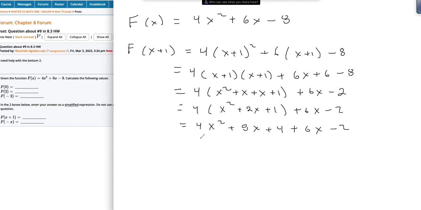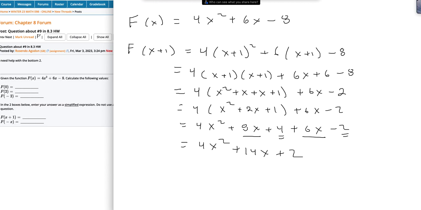Almost there. And so then we just need to collect our like terms. 4x squared. We have a plus 8x and plus 6x, so let's go plus 14x. And then plus 4 minus 2, so 4 minus 2 would be plus 2. So that is that one. And mercifully, this next one is way easier.